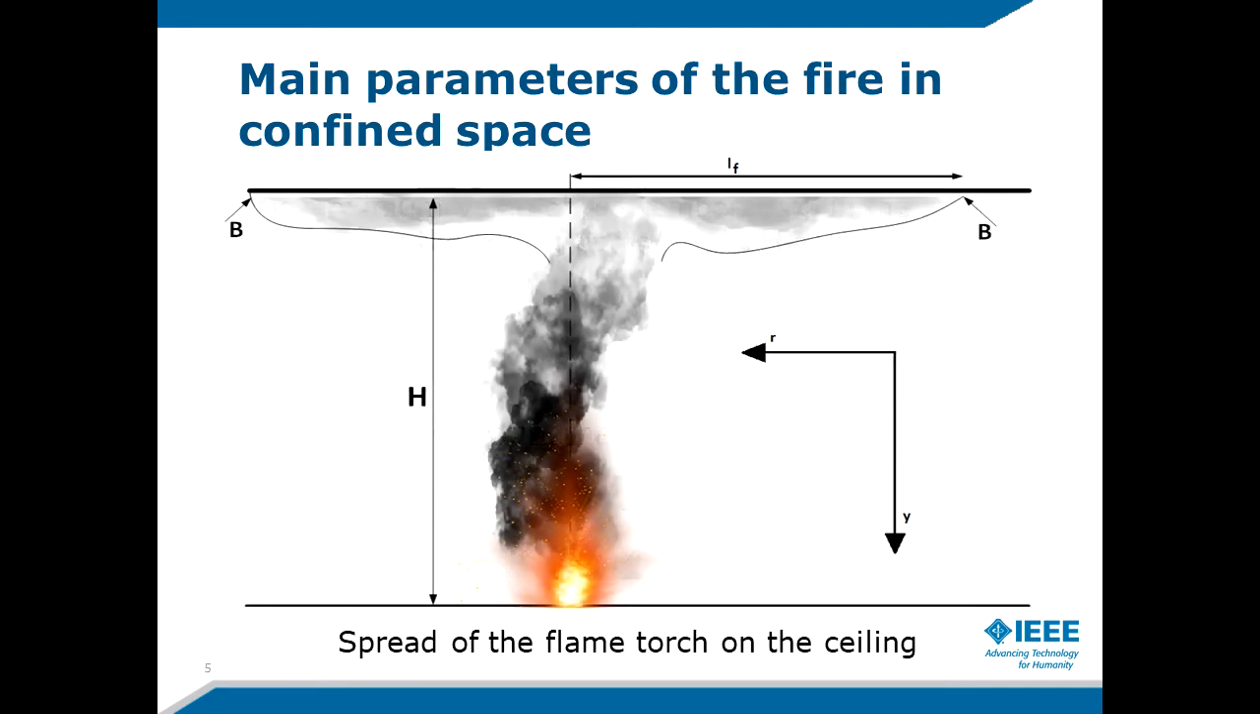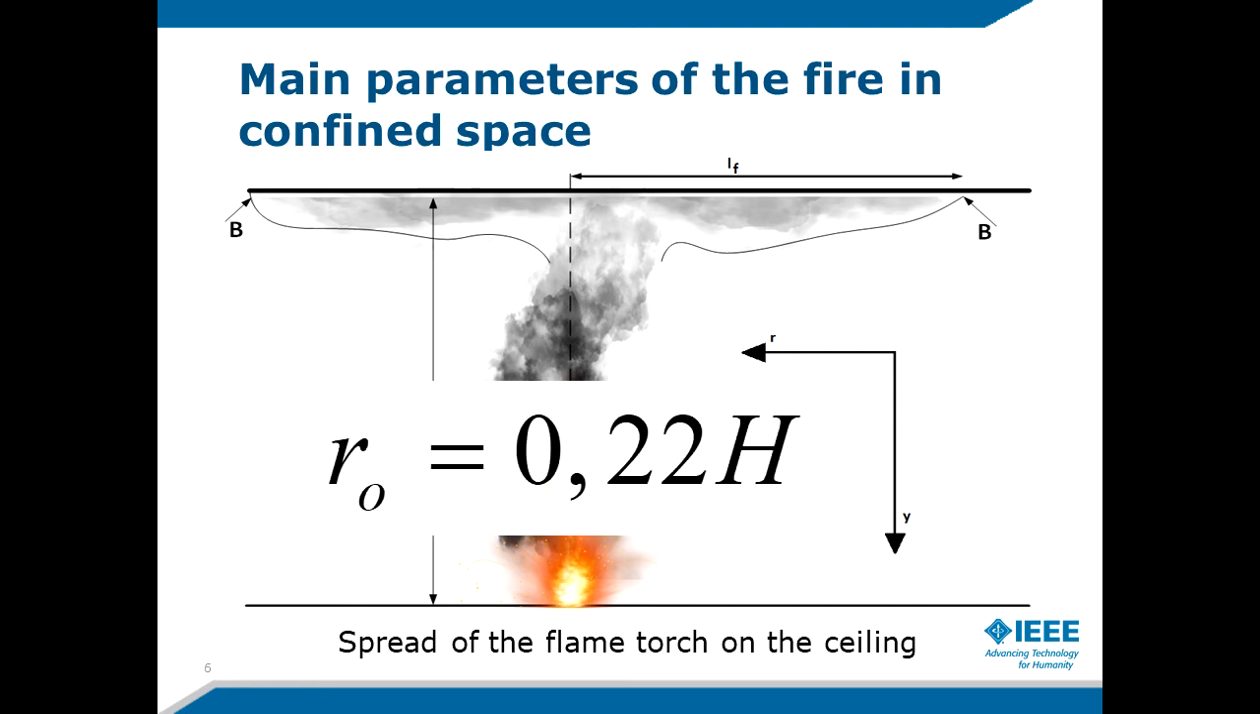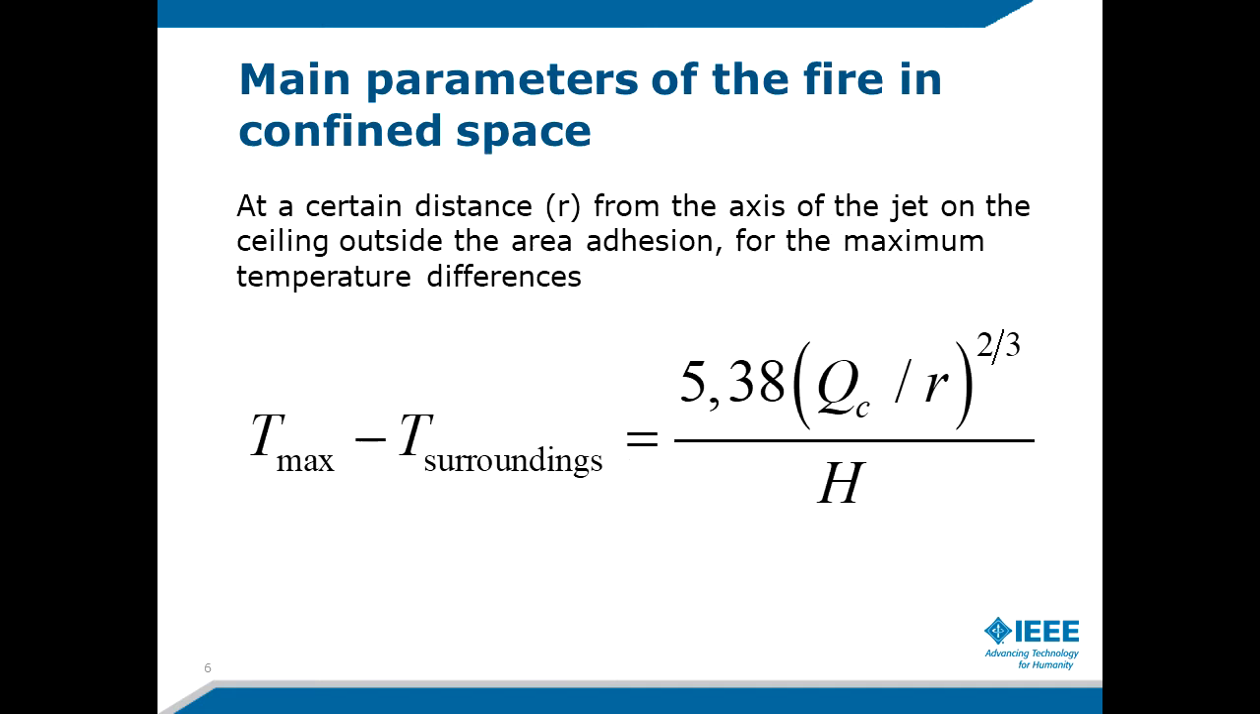The figure shows the spread of the flame torch on the ceiling for the thickness of the boundary layer. When adhering to the ceiling, it is assumed that R is equal to 0.22. At a certain distance from the axis of the jet on the ceiling, for R greater than R0, outside the area of adhesion, for the maximum temperature differences, the expression is recommended.